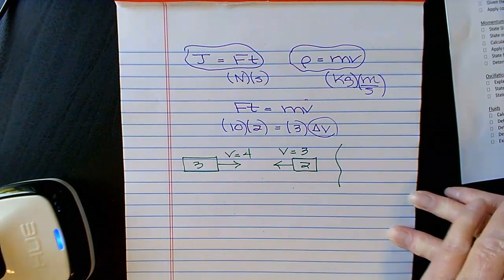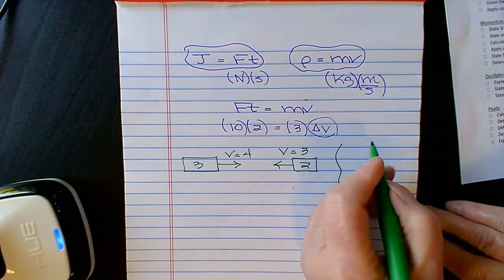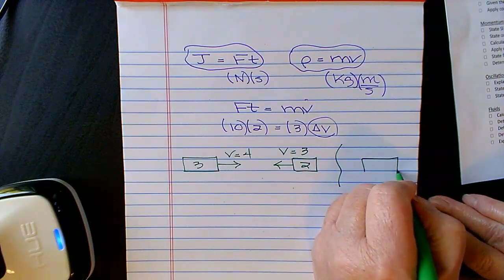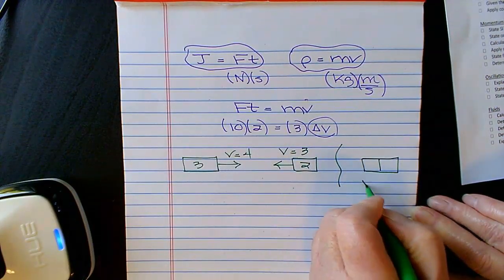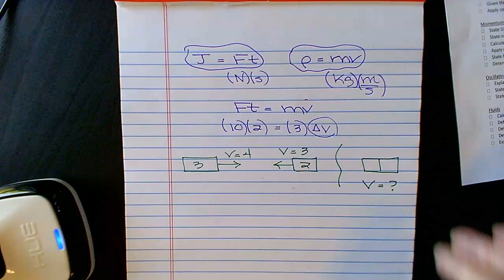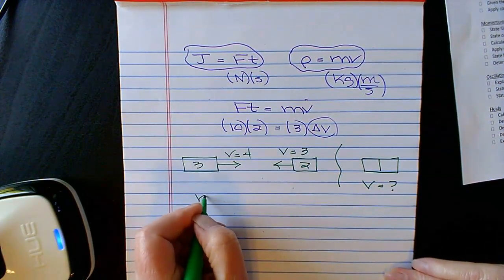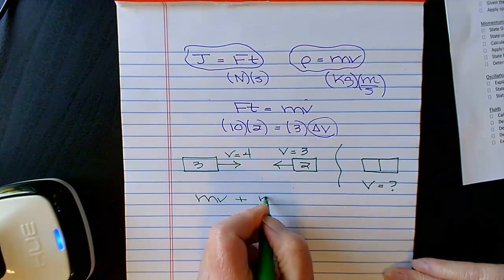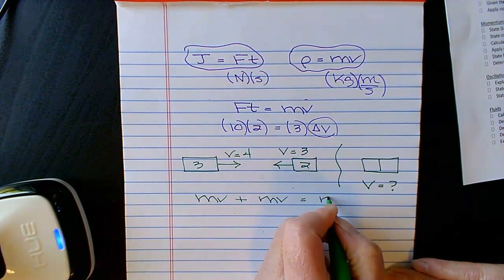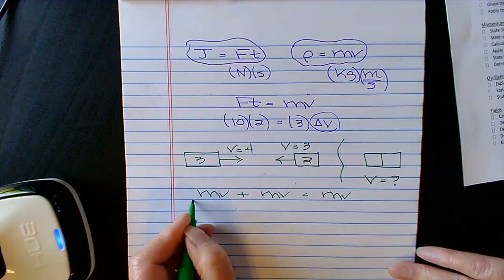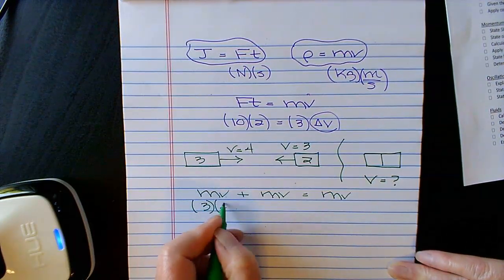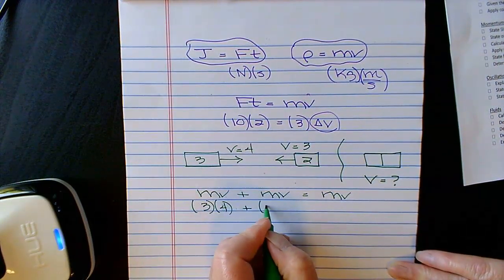And then, because they're both sticky, they're going to end up sticking together. And then what is the final velocity if they stuck together? So I'm going to go mv plus mv equals mv. So this would be 3 times 4, but here's the catch.